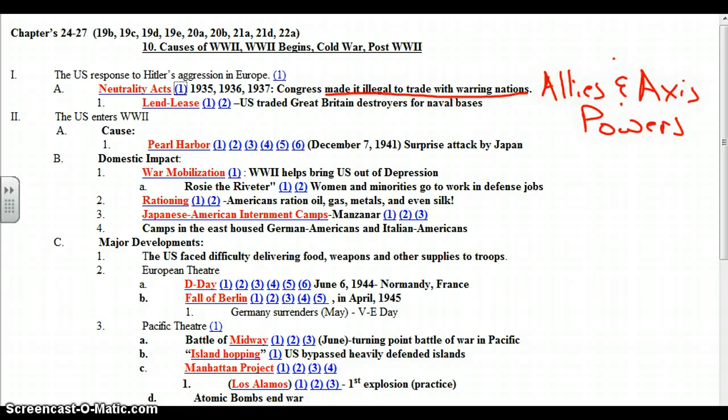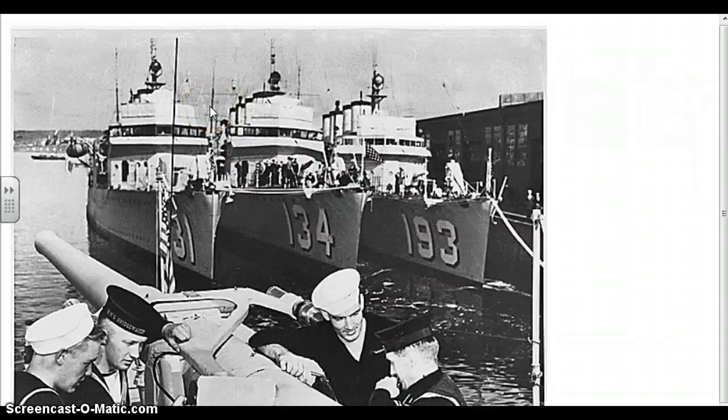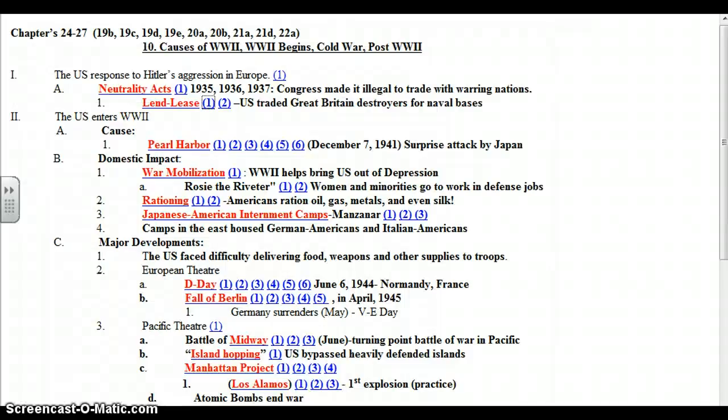Okay? But as it became apparent that Hitler was going to possibly take over the world, the Lend-Lease Acts were passed. What the Lend-Lease Acts did was that the United States, in exchange for leases on naval bases that Great Britain controlled, would provide the Allies with materials necessary to defeat the Germans. Here's a picture of American sailors talking to British sailors about the destroyers that they're about to hand over. These are the ships that were capable of destroying German submarines.